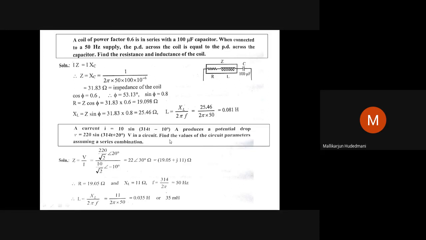It's very simple. You have been given applied voltage, or voltage observed across the circuit. Current flowing through the circuit is given. If I take V by I, what am I going to get? I'm going to get the impedance of the circuit. From the impedance, I should get Z cos phi, Z sin phi, to get R and XL separated. So for that, what will be done? V, what is V? 220. What is this 220? 220 is a peak voltage.